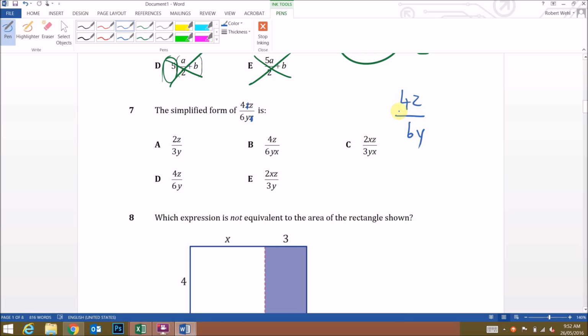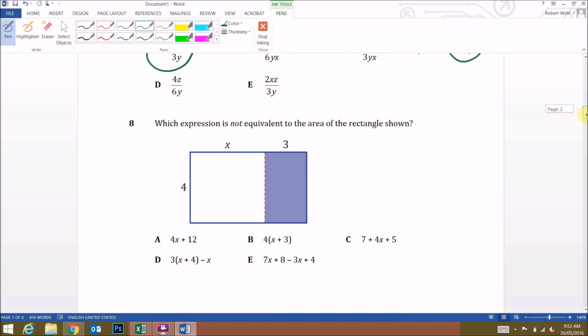But we can also simplify our fraction. 4 and 6 share a factor of 2, so we can divide them both by 2. 2 goes into 4 2 times, and 2 goes into 6 3 times. So this is the answer that we're looking for, and it is A. That's our answer.